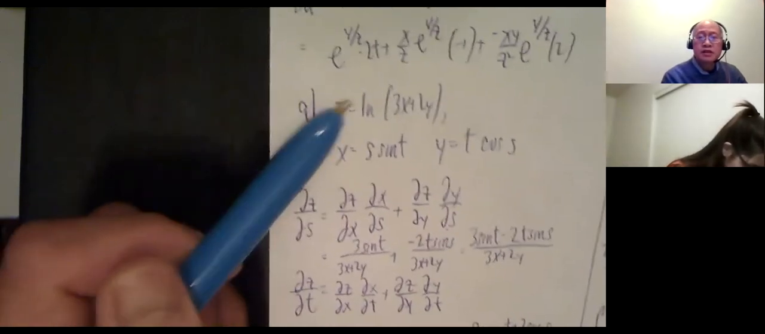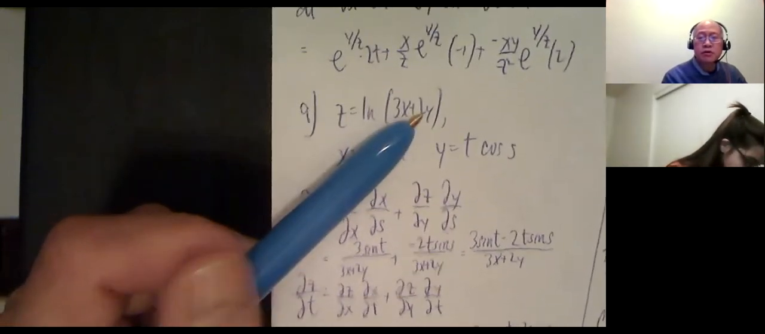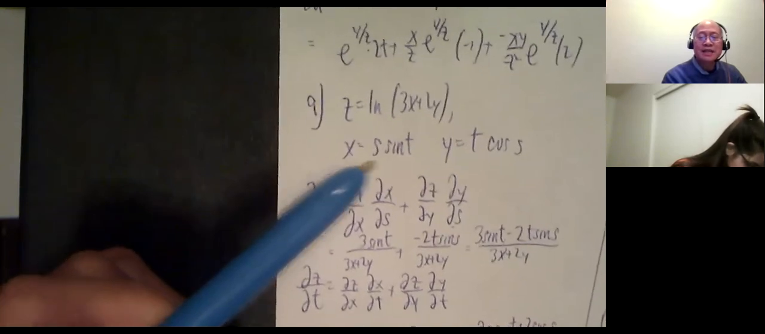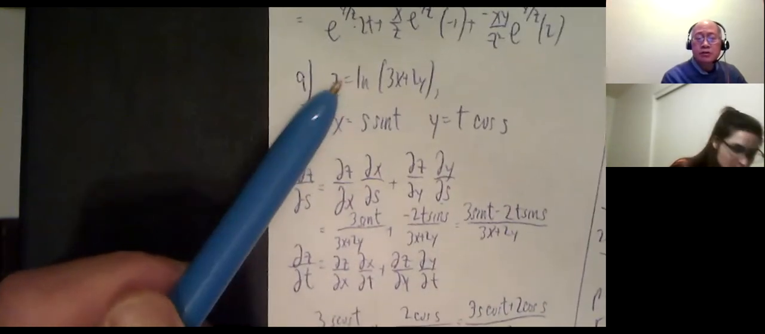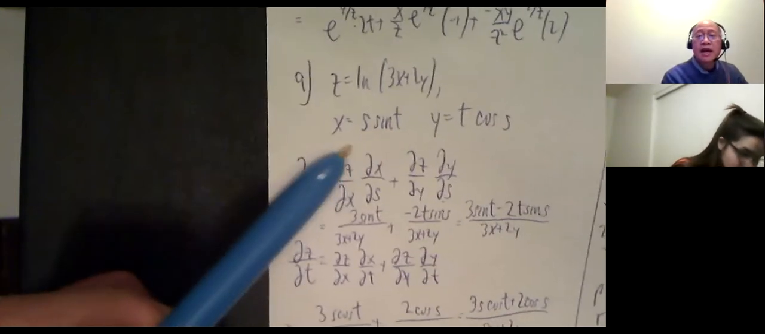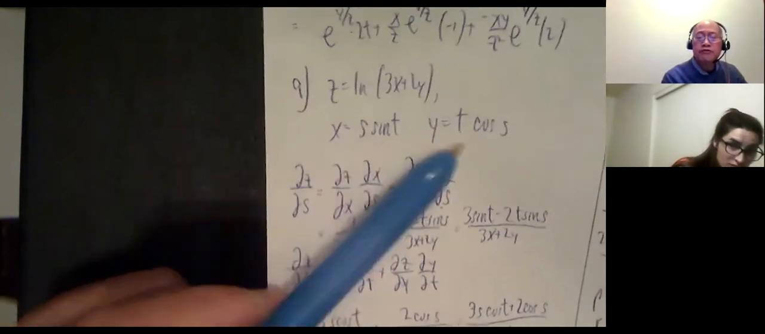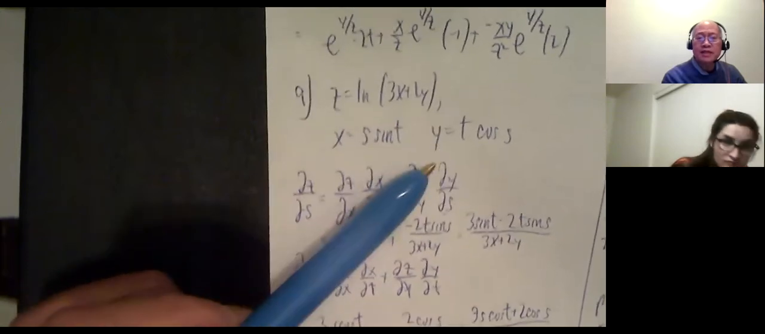Okay, 9, a little bit more stuff. Z is equal to natural log of 3x plus 2y. X is s sine of t, y equals t cosine of s. So z is a function of 2 variables. X and y are both functions of 2 variables also, s and t.